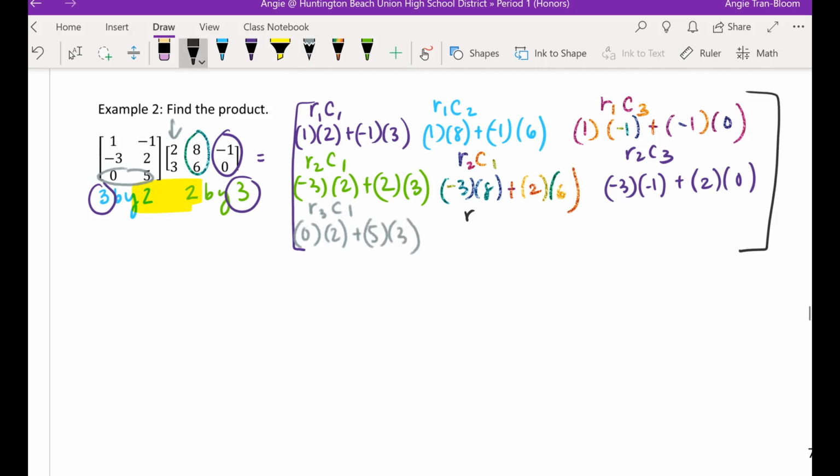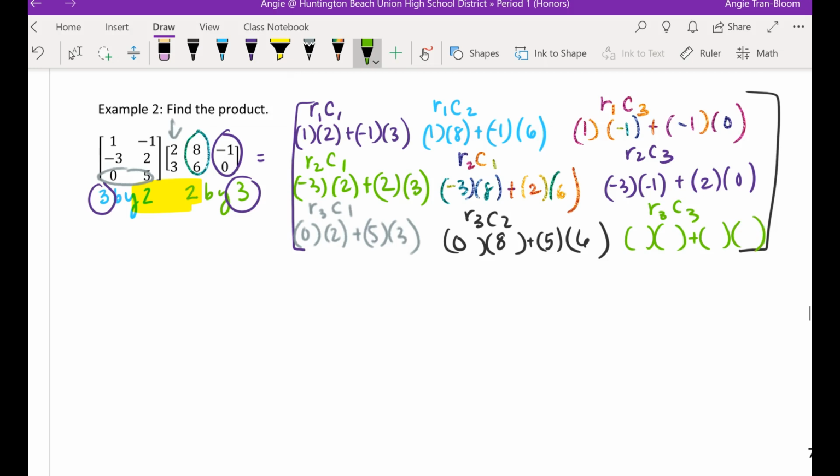And next is going to be row 3, column 2. Row 3 again is 0 times column 2, so that's 8, plus 5 times 6. And we have one more. Let's use green. Row 3, column 3. So row 3 is going to be 0 times negative 1 plus 5 times 0.